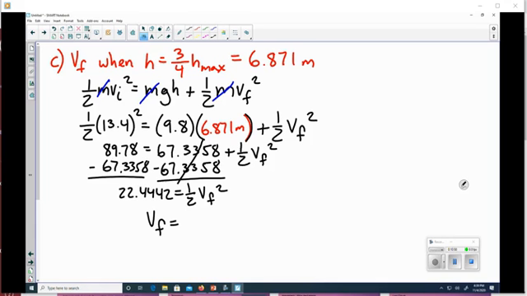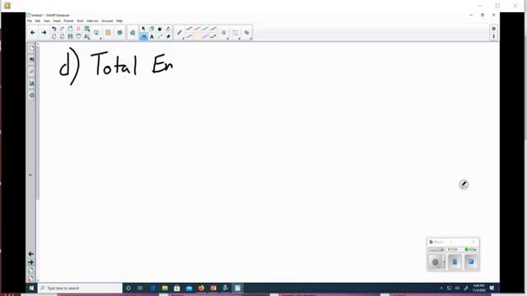And so when we solve, we find the final velocity to be 6.7 meters per second. So this is about half of the initial velocity at 3/4 of its max height. And finally, for part D, we would just want to find the total energy, and the total energy of the system never changes, so we need only choose one point where we measure the energy, and the easiest point to do that would be the initial point.